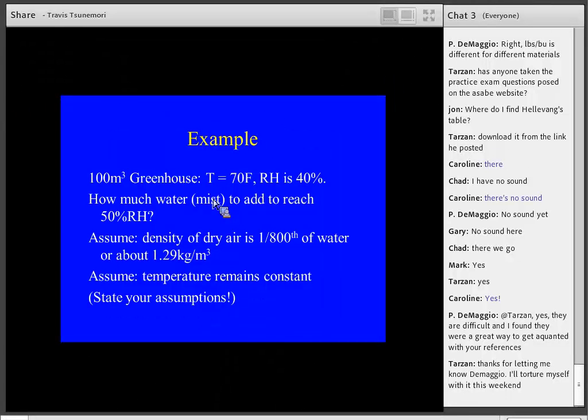Let's do another one. A certain size greenhouse, 100 cubic meters, so pretty good size greenhouse.